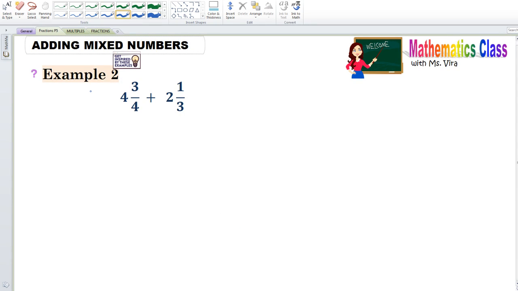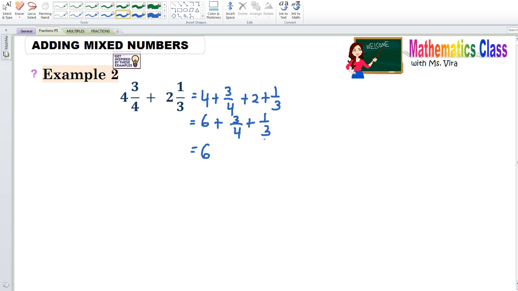Okay, let's see example number 2. 4 3/4 plus 2 1/3. Then we can write 4 plus 3/4 plus 2 plus 1/3. Because all the parts are being added, we can add the whole numbers first. 4 plus 2 is 6, then followed by the fractions, 3/4 plus 1/3. Now here 6, as you can see, 3/4 and 1/3 are unlike fractions.